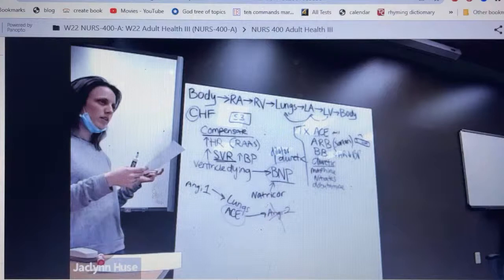Okay, I'm gonna make this chart for you because it was super helpful to me. This is back to hemodynamics, which we haven't really done much of.